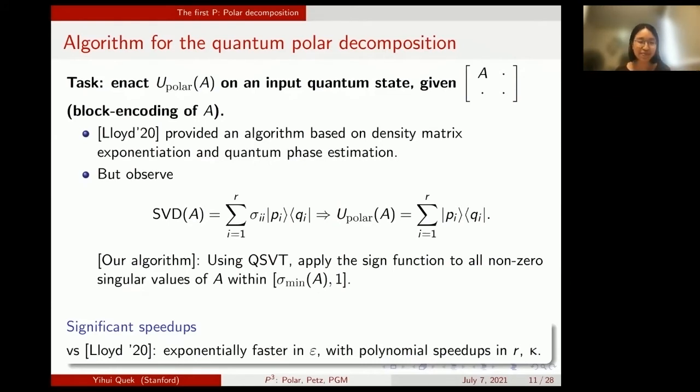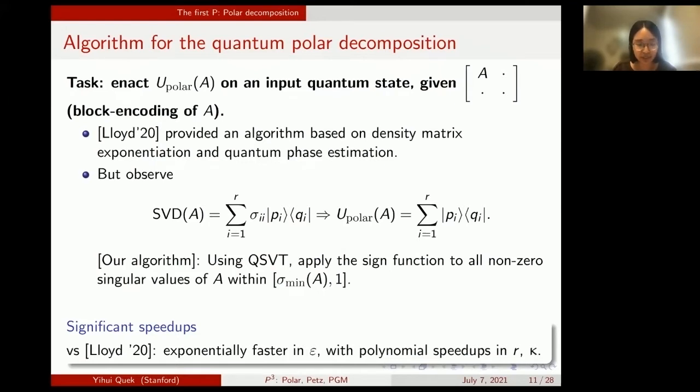However, we showed that using the QSVT, we can actually do the same thing, but it basically is a one-line algorithm. And the reason for this is because of the equation on the slide. Basically, if you know the singular value decomposition of A, where the singular values are sigma ii, these are the non-zero singular values, then all you need to do in order to implement the polar decomposition unitary is to set all the singular values to one.